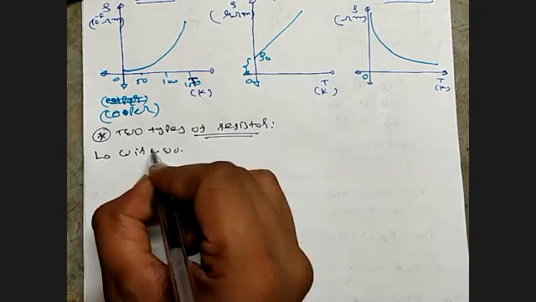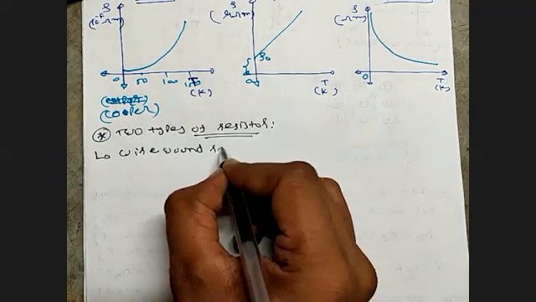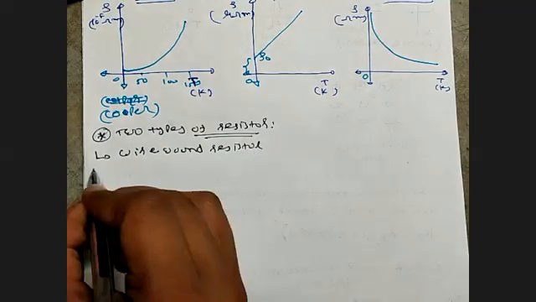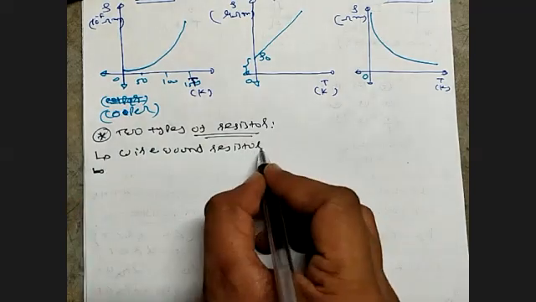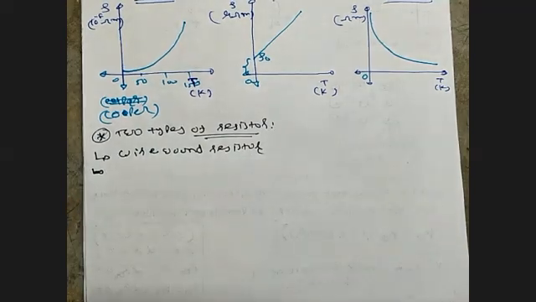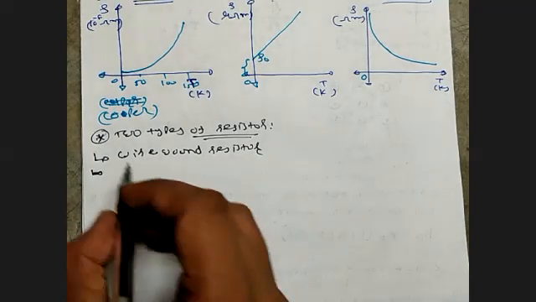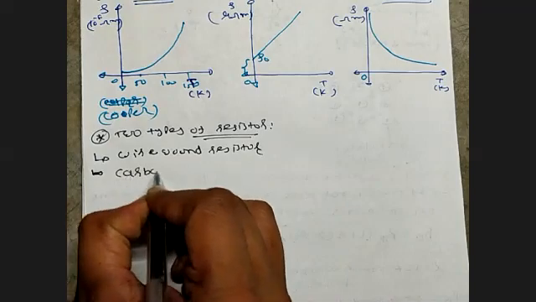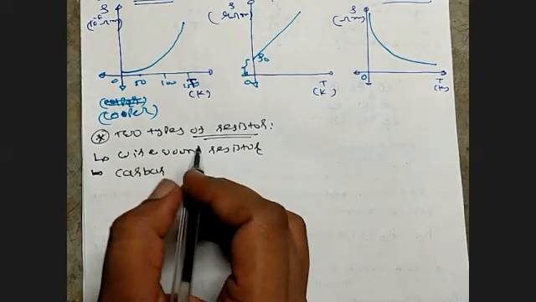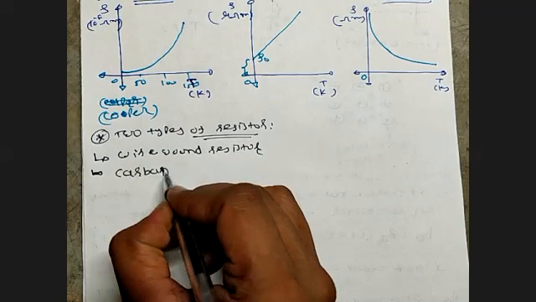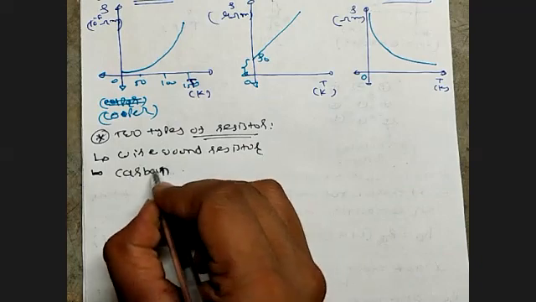wire wound resistor, and another is what we call the color code resistor, or carbon resistor. Different books use different names, and it is also called carbon resistor.